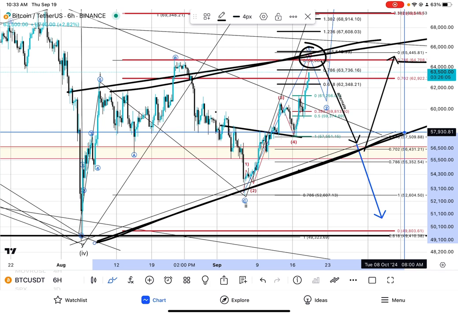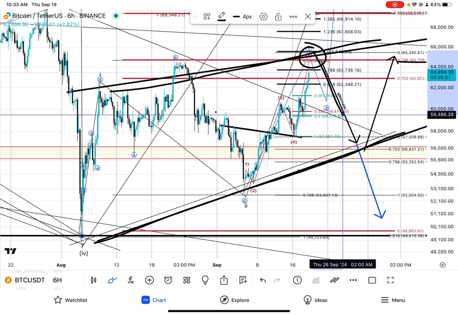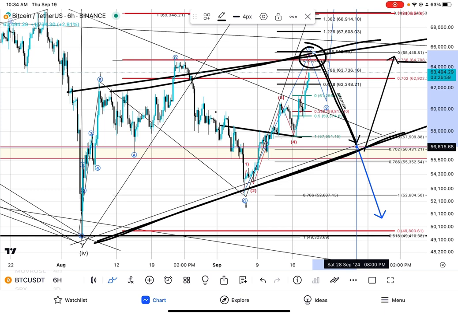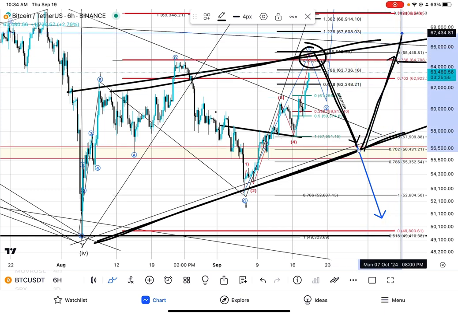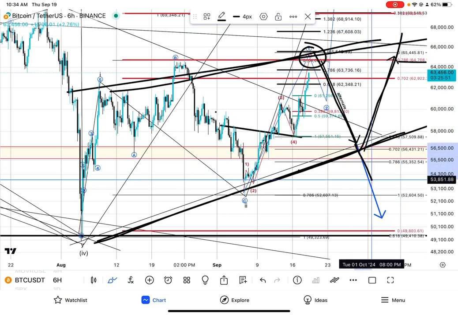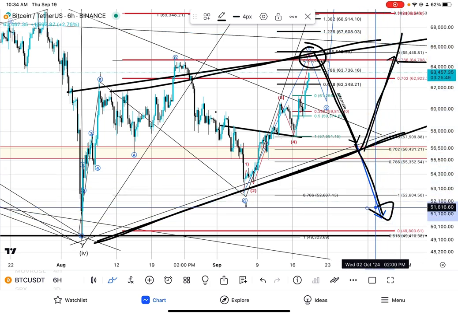The reason I say that is because there is a possibility we have a flush down to the median at around 56,400, and then see another rebound from there, or something a little bit more extreme would be we have a full breakdown towards 49,000. Now that would be the worst case scenario.